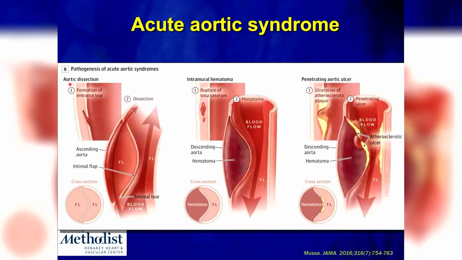Aortic dissection is probably the one that we are more familiar with because it's a true emergency where you have an entrance tear in the intimal layer, and that creates blood going through the true lumen and then blood going through the false lumen with an intimal flap.